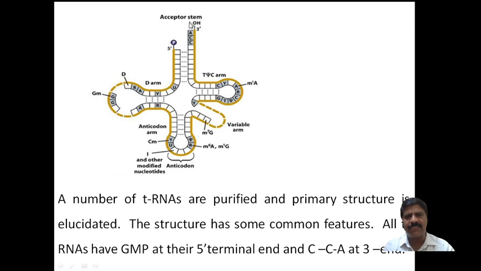This is the acceptor end. This is one end, and the same strand comes here. It starts from the 3 prime end, then it twists, and it ends at the 5 prime end.